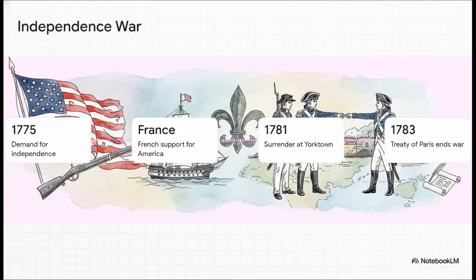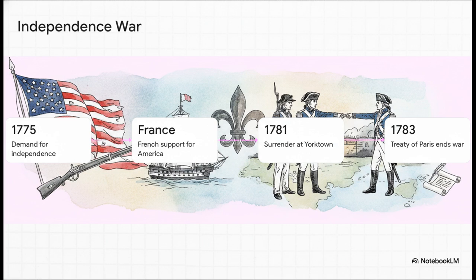From there, the escalation was incredibly rapid. By 1775, the colonies officially said enough is enough and demanded total independence. And crucially, France stepped in to back the Americans, mostly to stick it to their mutual rival, Britain. That alliance proved totally fatal to British control. The decisive moment hit in 1781, when British General Cornwallis surrendered to George Washington's forces at Yorktown.